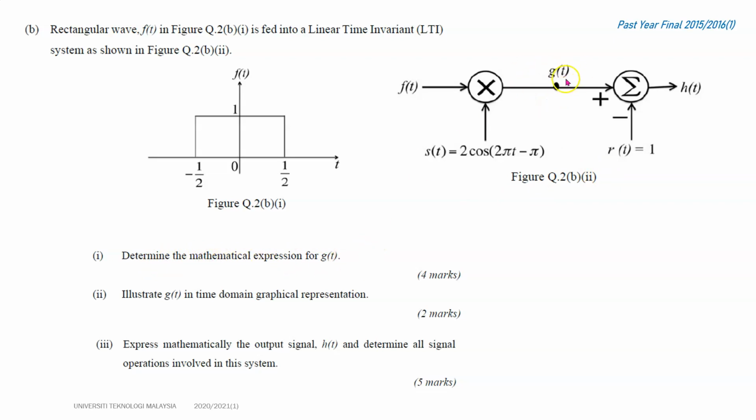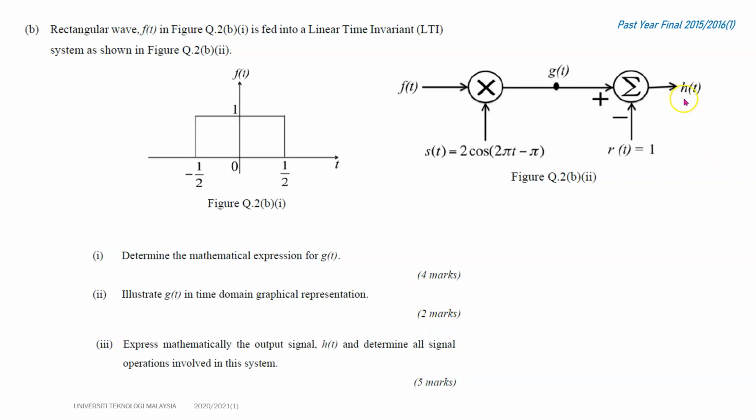Okay, so we have g(t), which is f(t), the rectangular function, multiplied by 2 cosine 2 pi t minus pi. And we need to illustrate g(t) in time domain graphical representation. So this means that we have to draw g(t). Okay, so you have to understand the question. Illustrate in time domain graphical representation. Okay, so this will constitute 2 marks.